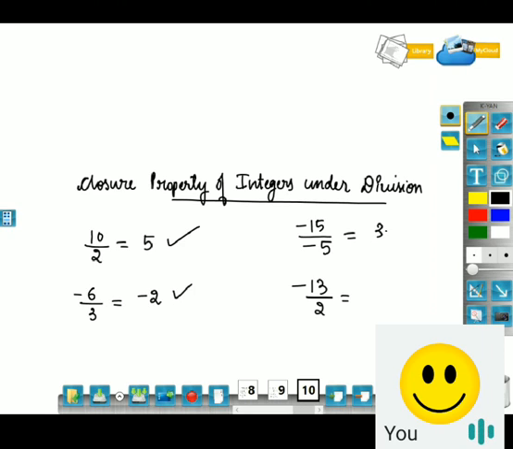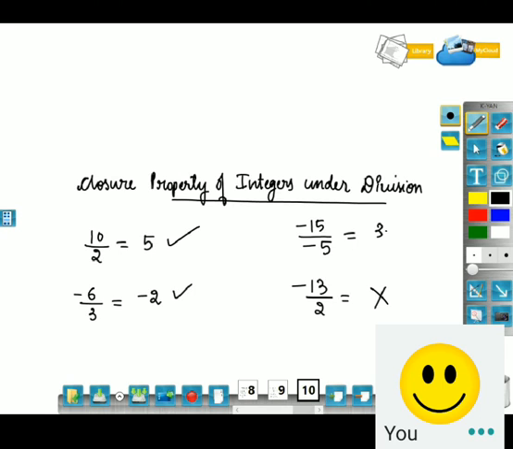Now let's take another example, minus 13 divided by 2. Is it possible to divide? No, on dividing you will get a mixed fraction. So minus 13 divided by 2 gives minus 6.5. But is minus 6.5 an integer? Is our answer coming as an integer? No. So obviously that answer is not going to come under integers. That's why integers are not closed under division.